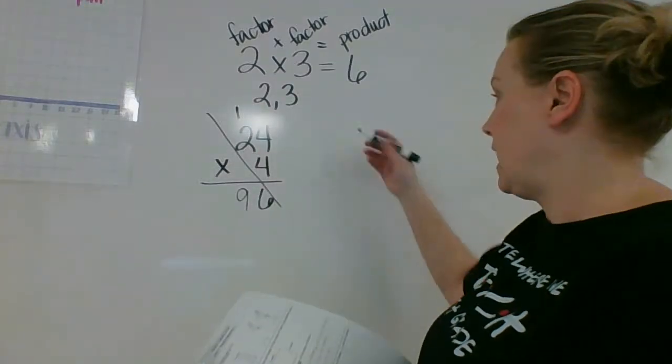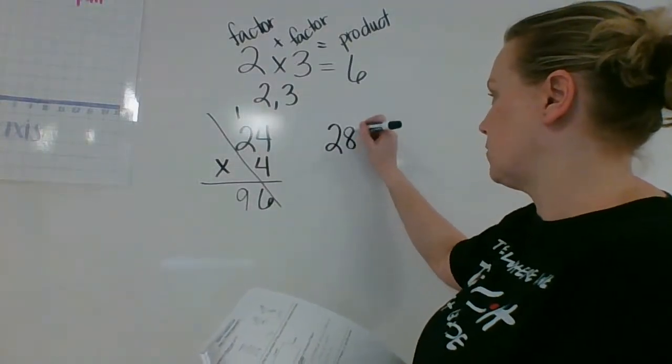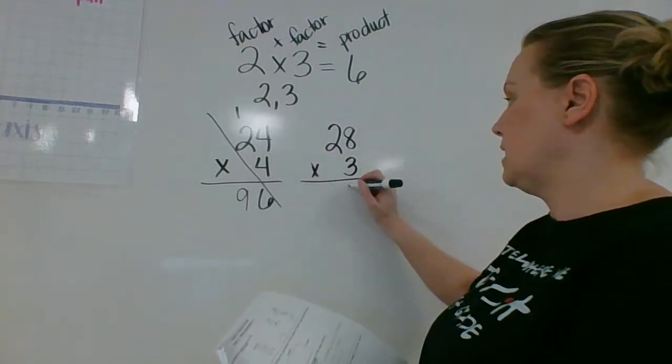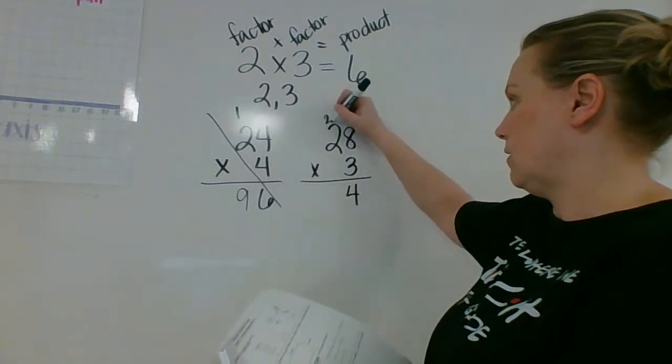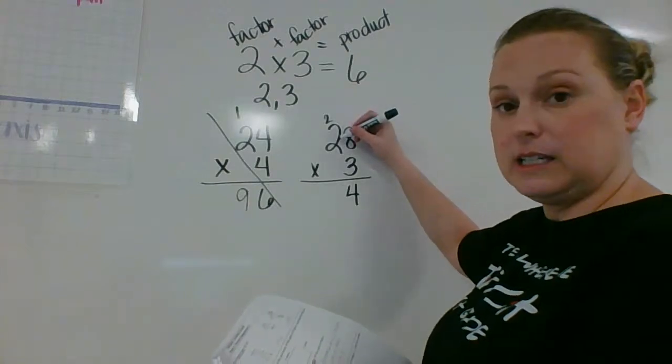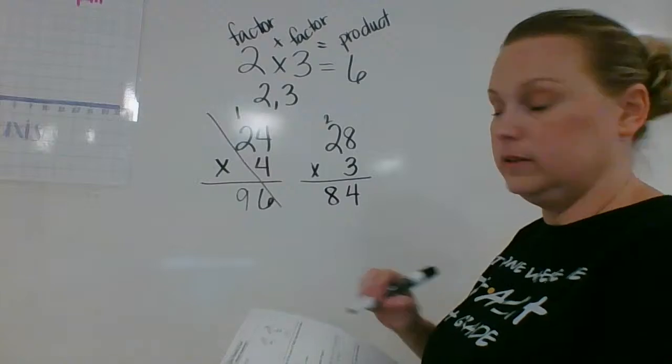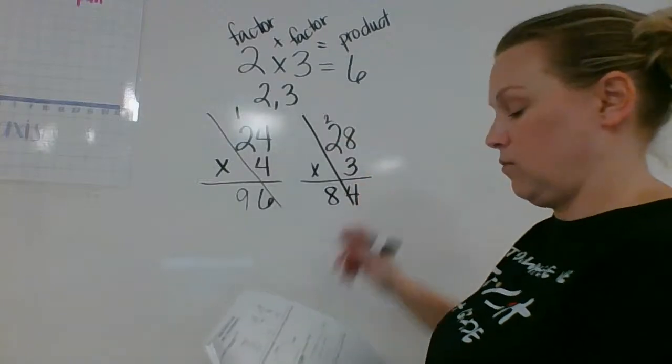28 times 3. 3 times 8 is 24, and carry the 2. 3 times 2 is 6, plus 2 more is 8. That's 84. So G doesn't work.